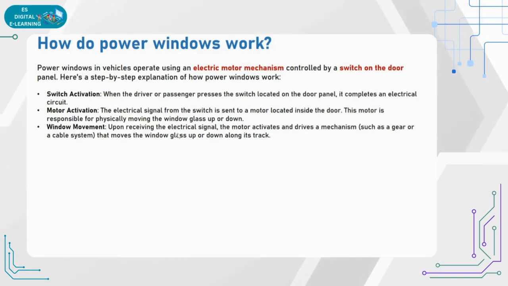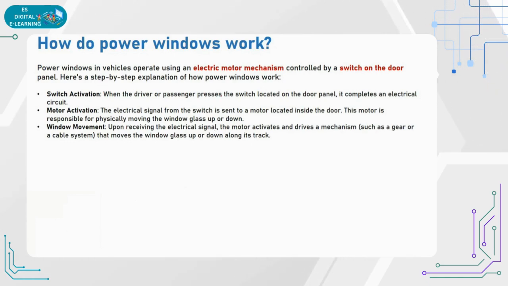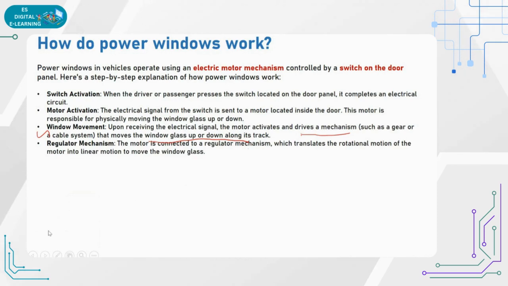Okay, so it will receive the electrical signals. The signals we pass from the switch activate the motor, and the driver will see the mechanism: how the gear and cable system is working, how the glass windows are moving up and down. That will be tracked as part of window movement. And the regulator mechanism specifically talks about whether the window makes the rotation whenever the motor rotates, clockwise and anti-clockwise.